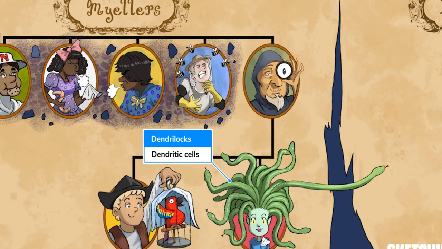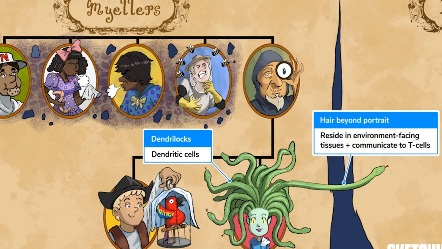We'll call her Dendrilox. She represents dendritic cells, which is another type of mature innate immune cell derived from monocytes. Mature dendritic cells have many extending folds in their cell membranes, and that gives them a sort of finger-like appearance, or maybe snake-like, like this little girl's hair. And do you see how her snake hairdo actually extends beyond the frame of her portrait? Those far-reaching tendrils are there to help you remember that dendritic cells reside in environment-facing tissues that interact with the outside world. That's why she's spreading outside of the bounds of her portrait.